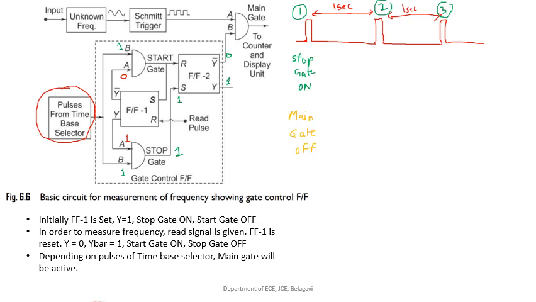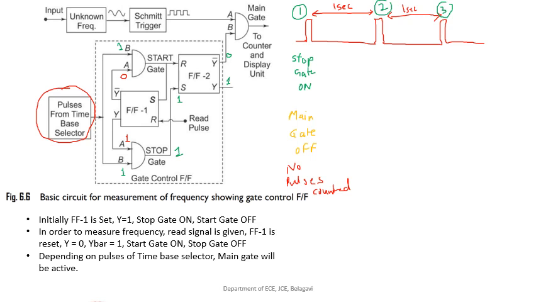So what you'll do is you can write here: no pulses counted. So at instance 1 there will be no counting of pulses.